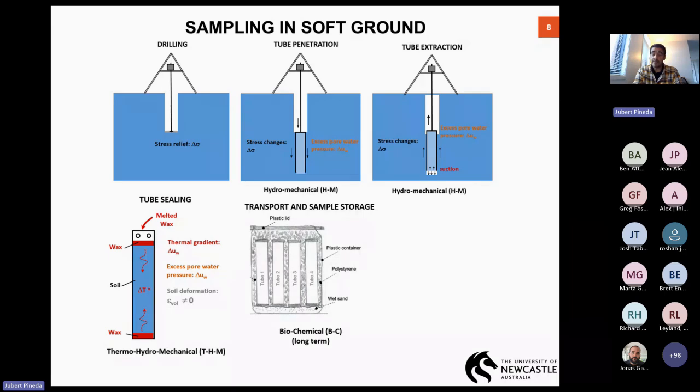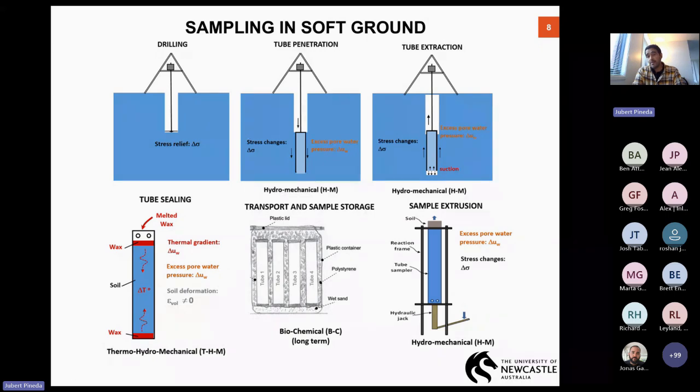So the wet sand is a really good option. First, because it minimizes vibrations at the base, and second, it maintains a really high saturation degree in our specimens. We also put some polystyrene strips just to minimize vibrations between the tubes.